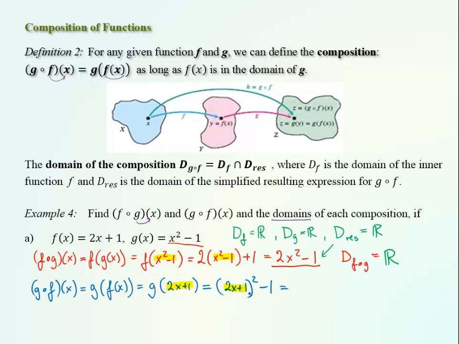And we can simplify this expression performing perfect square formula. So it's 4x squared plus 4x plus 1 minus 1. That will be it. So this is the final expression. And now what's our domain for g composed with f? Again, the domain of the resulting expression, as before, is all real numbers. The domain of the inner function, which is f of x, is all real numbers. Therefore, the overall domain is also all real numbers.